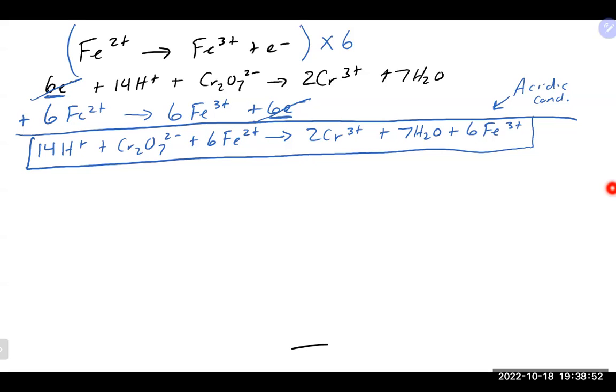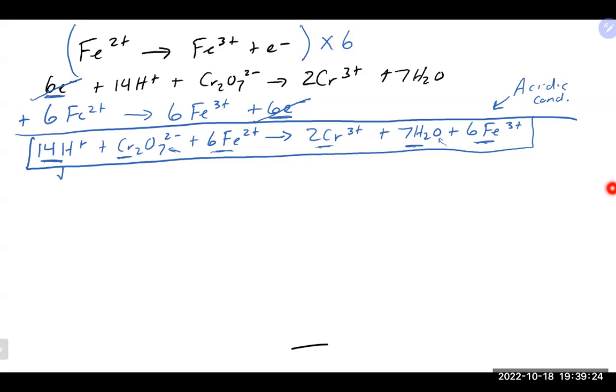So let's see if I screwed up here. We have 14 H's and 14 H's, so that's good. We have 2 Crs and 2 Crs, so that is good. We have 7 oxygens and 7 oxygens, so that's good. We have 6 irons and 6 irons, so it is balanced like a normal equation, same number of elements on each side. It also should be balanced based on overall charge on the left-hand side and right-hand side.